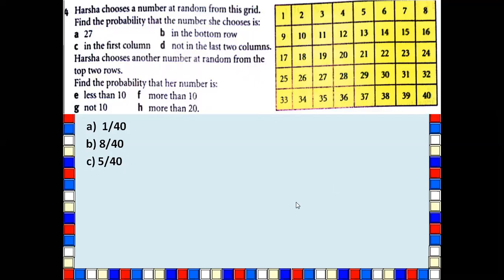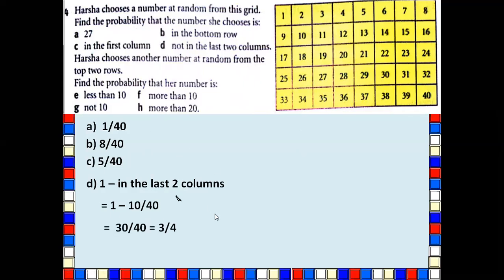D, it's 30 over 40. Not in the last 2 columns. That's what we need in D. So it's 30 over 40. Yes, excellent. You can use 1 minus the numbers in the last 2 columns. Or here, you can add the first, second, third, fourth, fifth, sixth columns, which are 30 numbers, over 40. Or take away the last 2 columns, which is 10 numbers out of 40. So 1 minus 10 out of 40 is again 30 over 40. So here you can use both ways.